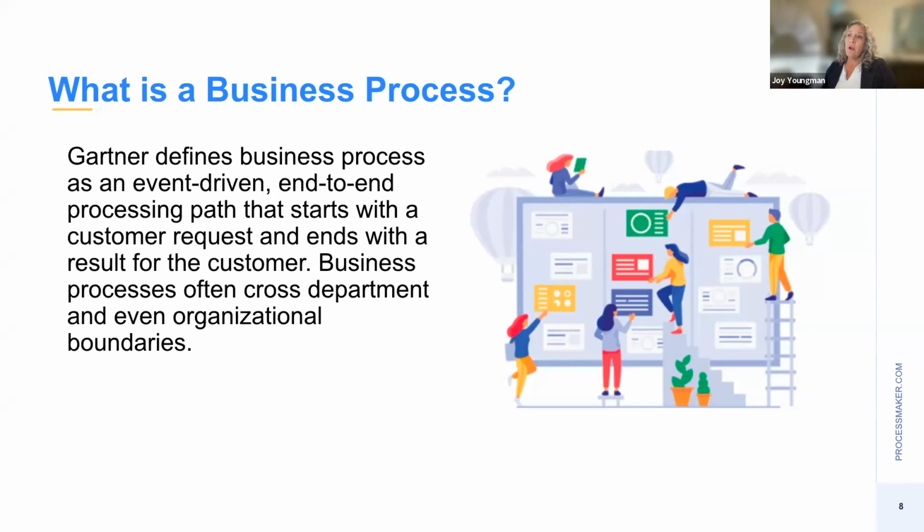So joining here, I started hearing a lot about business process modeling, of course, because we are a business process modeling platform. I've drawn diagrams as part of my roles in the past, and I've worked with different document imaging systems that had workflow components to them. So I think a lot of us are used to this idea. A business process, Gartner defines, is an event-driven, end-to-end processing path that usually starts with a customer request and ends with some sort of result for the customer or the student, right? But the customer could be a faculty member, it could be staff, and it could be students.